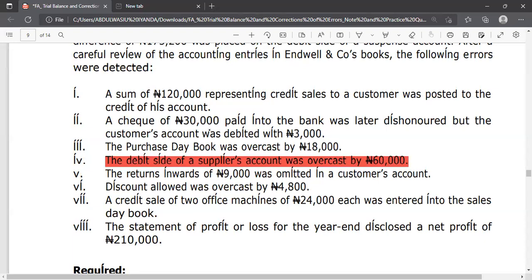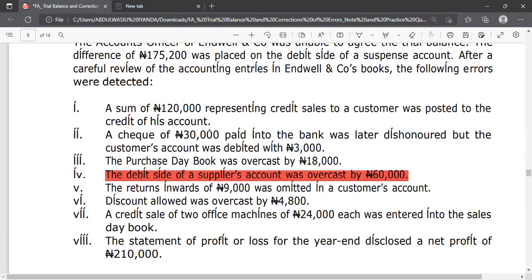Return inward of 9,000 was omitted. There's no problem. The debit side of the supplier's account was overcast by 60,000. You can see now, supplier's account is the trade payable. Trade payable is not an item of the statement of profit or loss. It's an item of the statement of financial position.